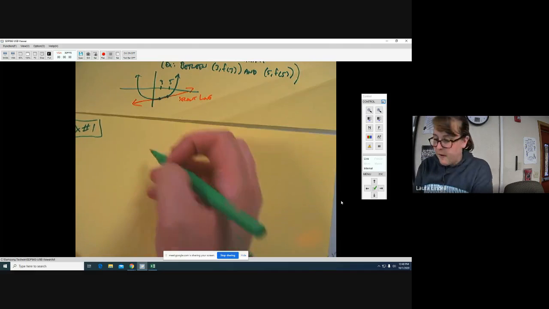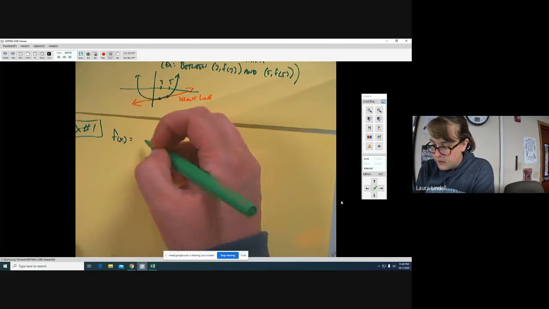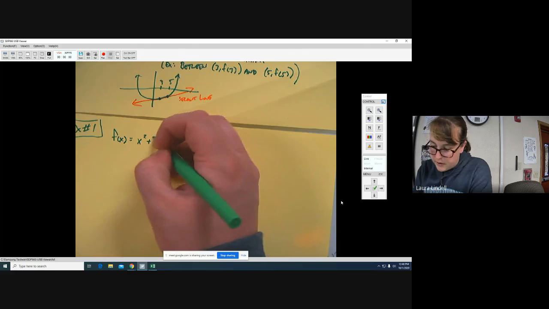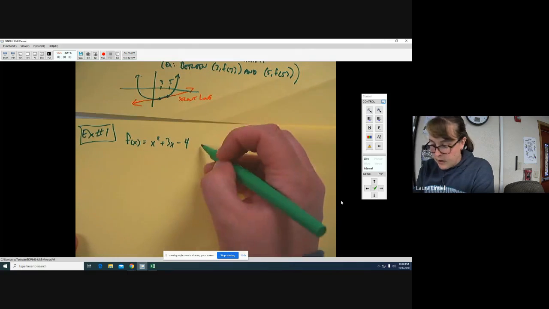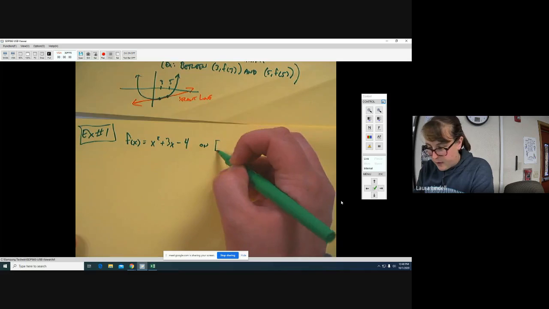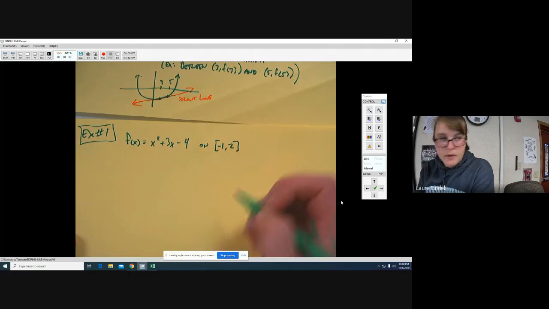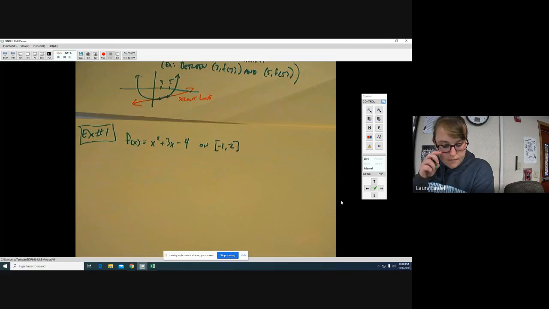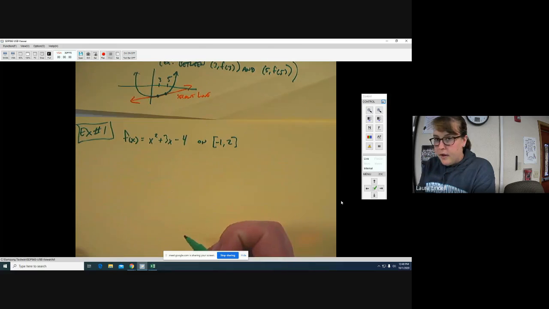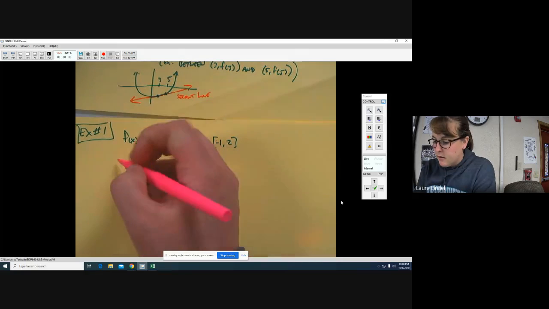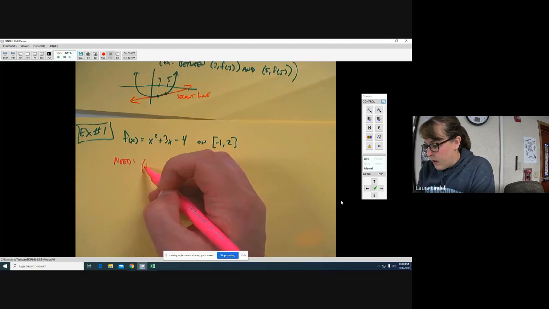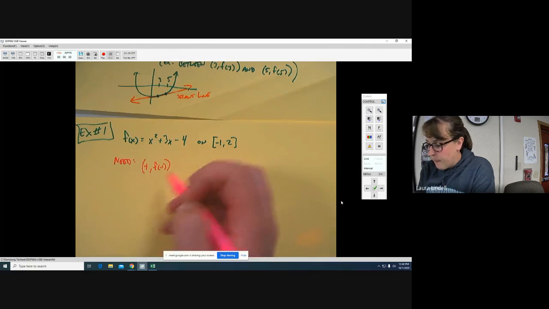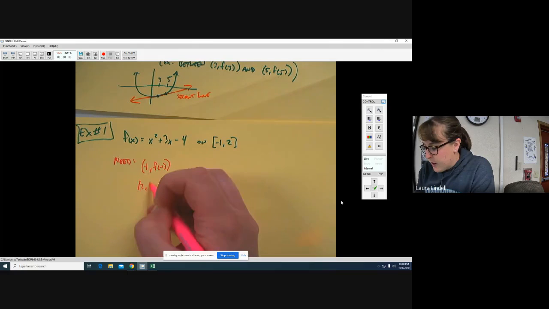All right, so here's our function: f(x) = x squared + 3x - 4. And we want the average rate of change on the interval -1 to 2. Okay. So the things that we need to know in order to do this, we need to know -1, f(-1), and we need to know 2, f(2).